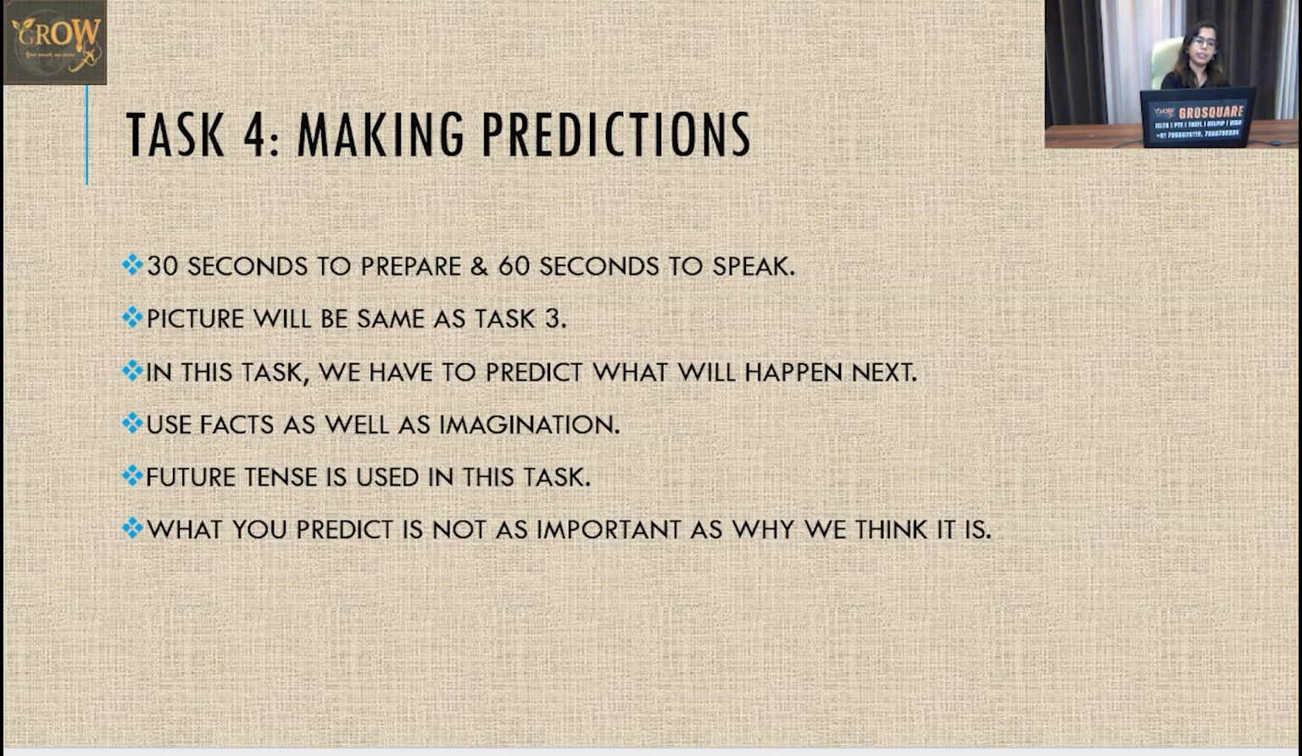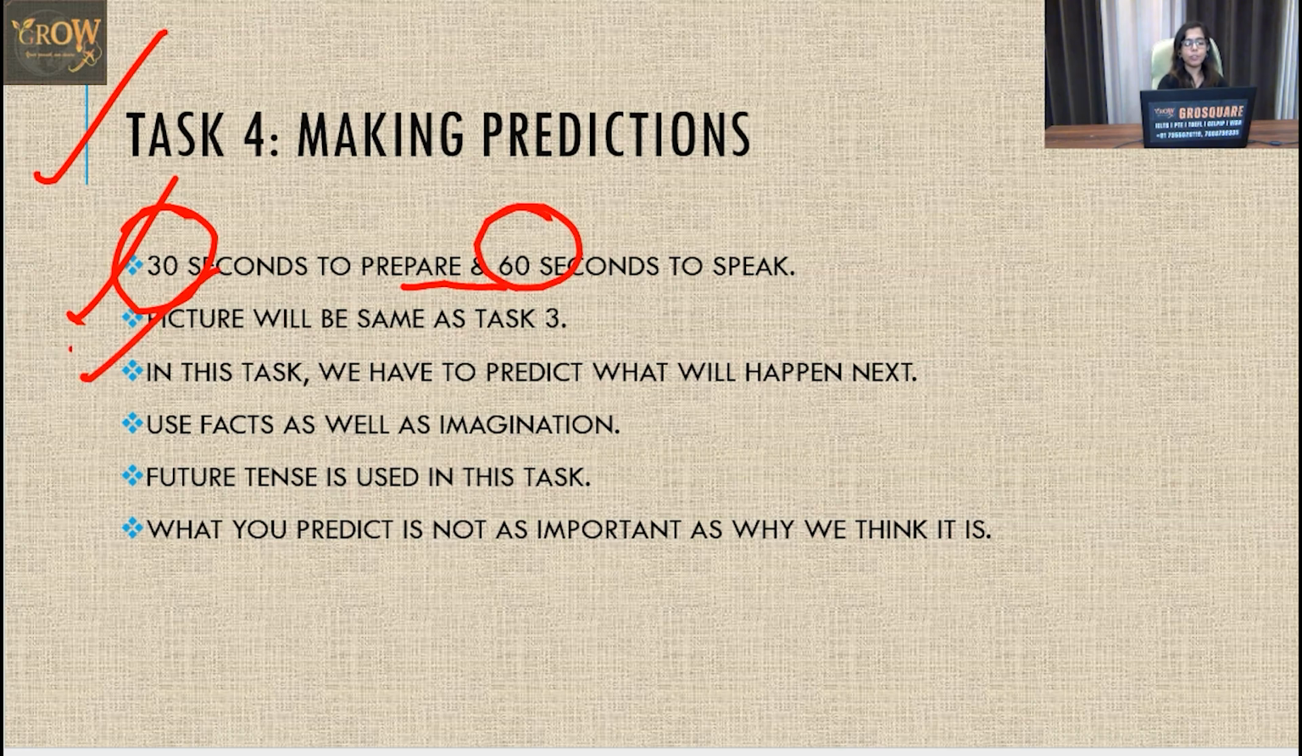Now, task 4. This is all about making predictions. In this section as well, we are going to get 30 seconds to prepare and then we need to speak for the next 60 seconds. The picture will be the same as task 3 and in this task we have to predict what will happen next. Use facts as well as imagination, right?